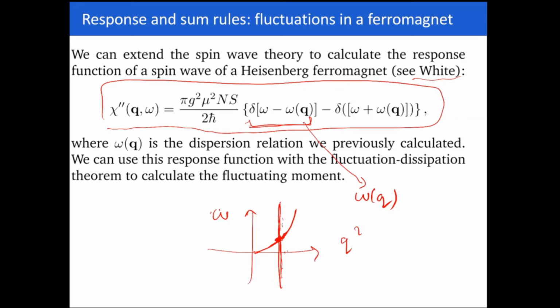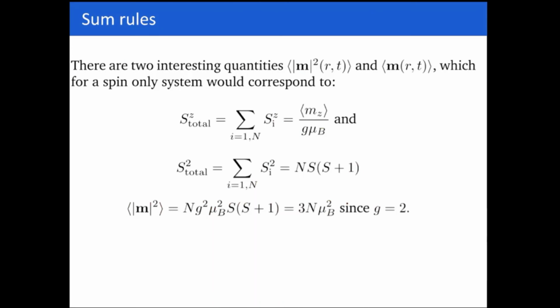And remember I showed you that if you plot chi double prime as a function of energy, then when the imaginary part peaks up, that's where you have your excitations. So these are the two excitations. This is an excitation where the system loses energy, and this is an excitation where it gains energy. Then this is the spin of the system. So these could be the excitations in a ferromagnet.